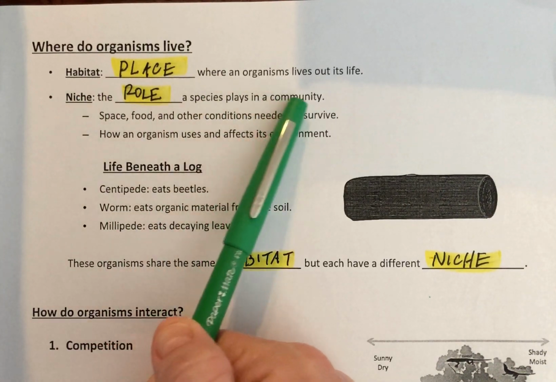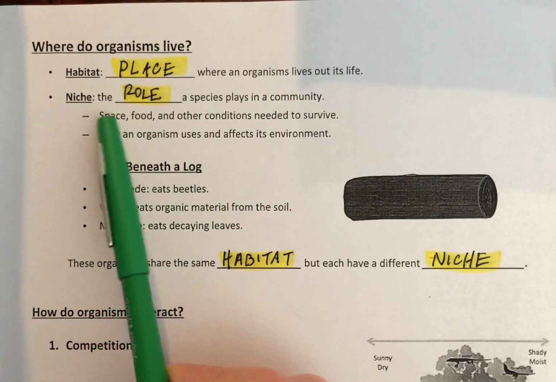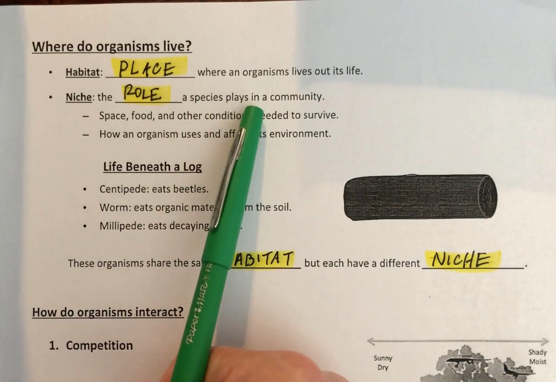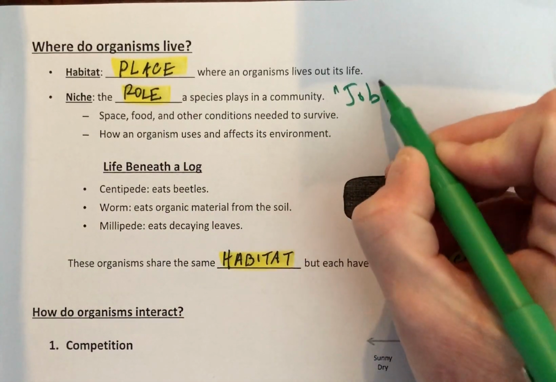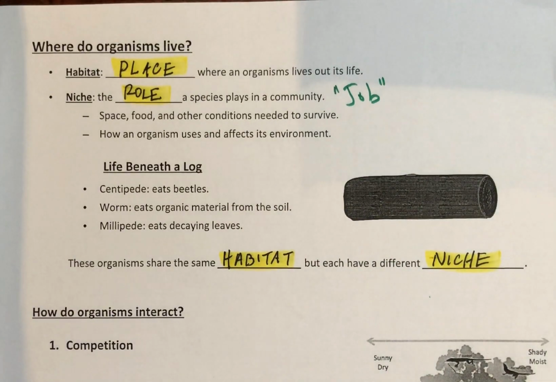Habitat, the place where an organism lives. Niche, the role it plays. So this is kind of like the organism's job. The space it takes up, the food, how it affects others, how it affects its environment.